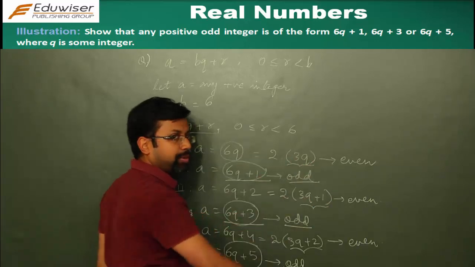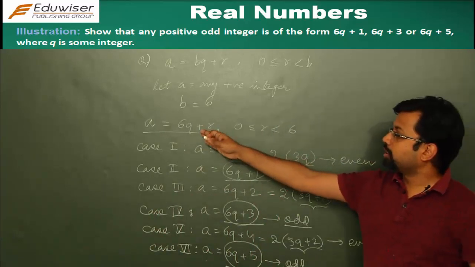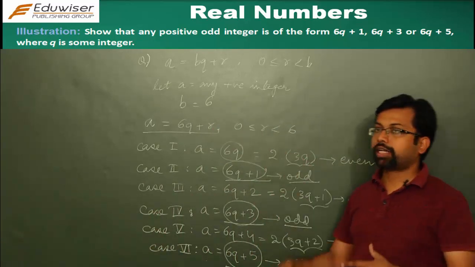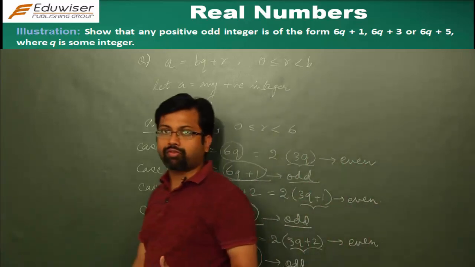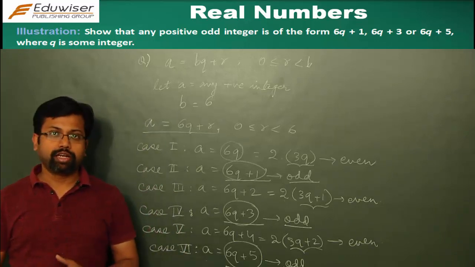Other even forms would be 2 into some integer. So this is how you prove it. You can use Euclid's division lemma to prove that any positive odd integer is of the form 6q plus 1, 6q plus 3 and 6q plus 5. Let's take another problem.